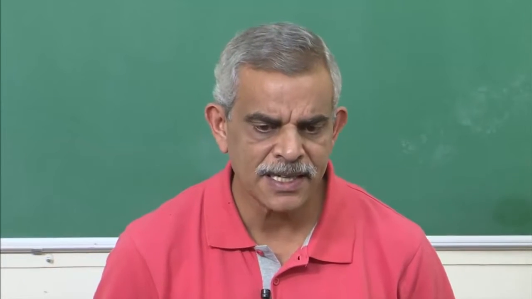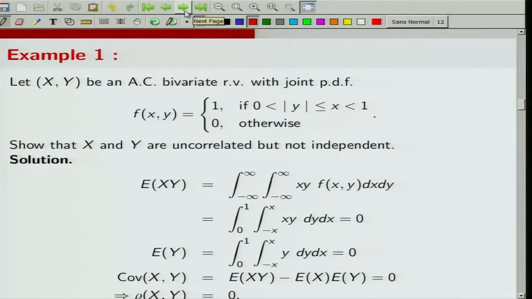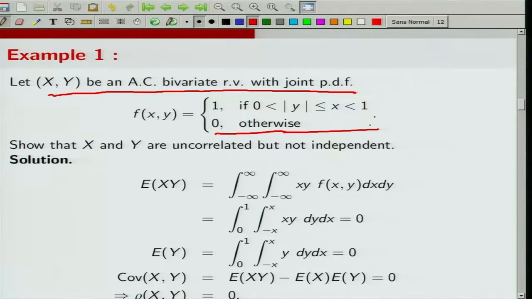To see this, let us consider this example. Let (X, Y) be an absolutely continuous bivariate random vector with joint PDF given by this. One can easily check that this is a proper PDF. I have to show that X and Y are uncorrelated, but not independent.